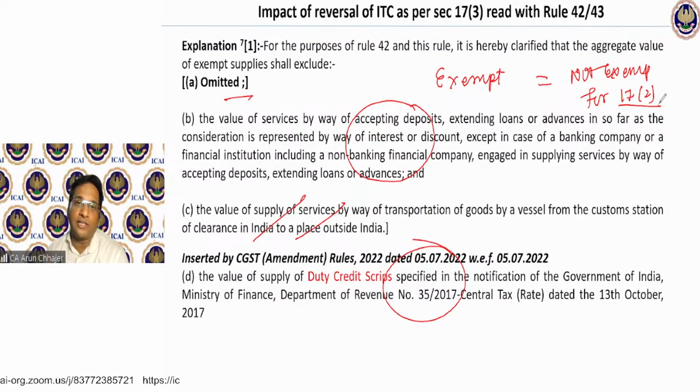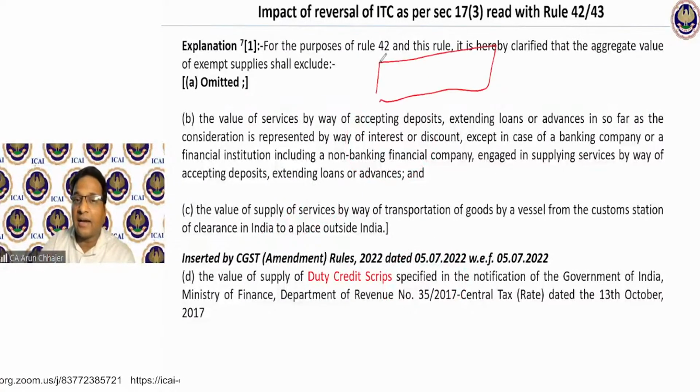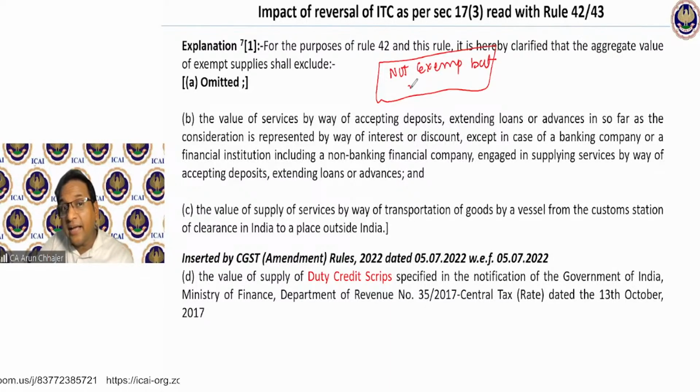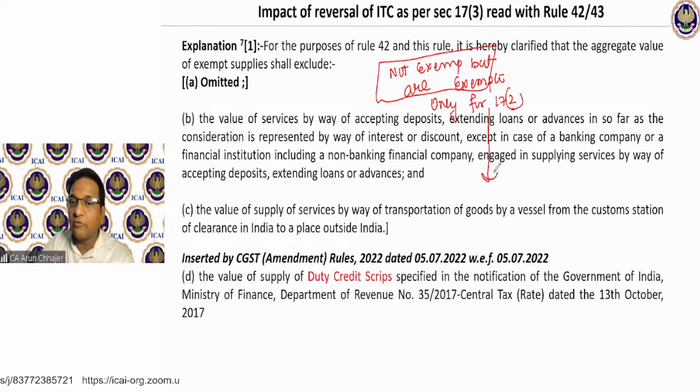What is the point I would like to highlight? I would like to highlight two major things. In the earlier slide, I was talking about which items are actually not exempted, but are considered as exempted, only for 17(2). That means reversal of ITC. What would your answer be? Outward, RCM, okay, para 5 and para 8 of the schedule 3, sale of securities, etc.